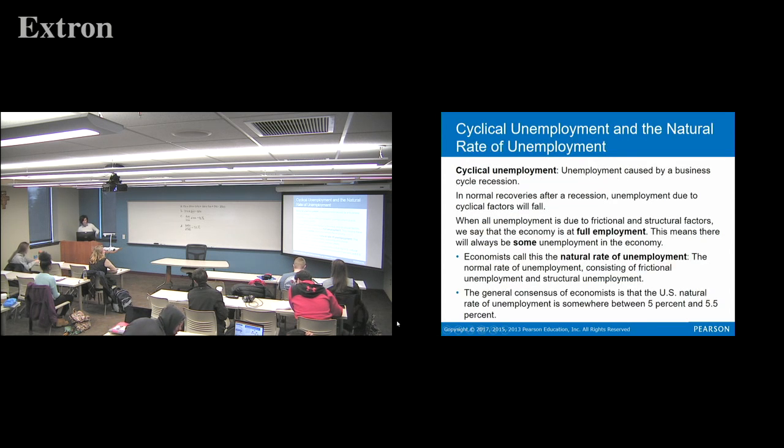Cyclical. All right, pay attention to this one. Obviously caused by a business cycle recession. In normal recoveries after a recession, unemployment due to cyclical factors will fall. When all unemployment, listen carefully, is due to frictional and structural. Frictional being the normal stuff. You guys get it. Graduate and you're looking for a job for a few months. That's frictional. That's normal. Structural is even normal.